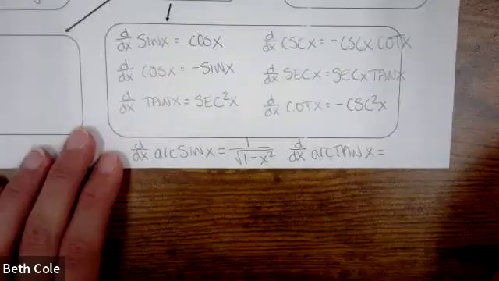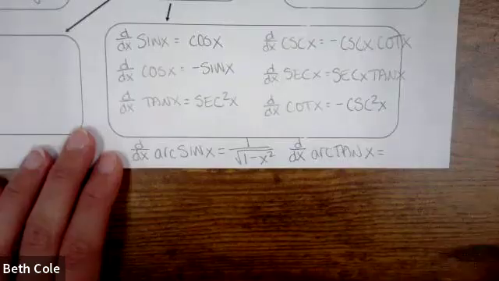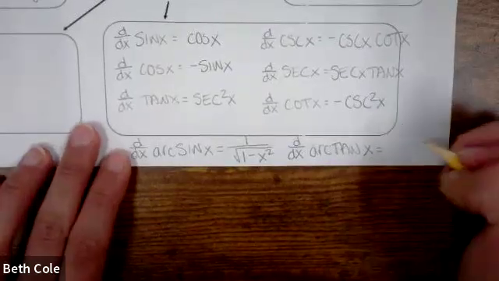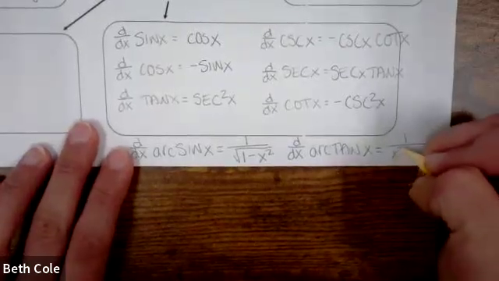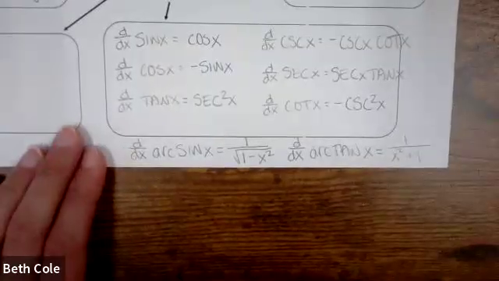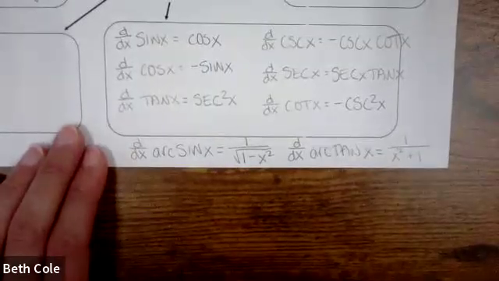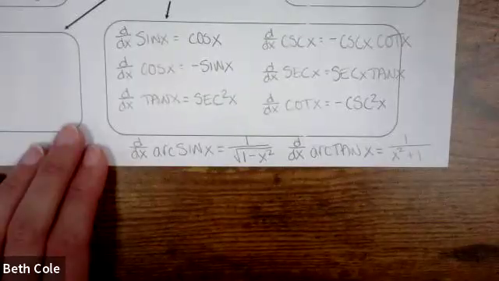It comes from a right triangle and the Pythagorean theorem. Do you know a squared plus b squared equals c squared? That's where it comes from, okay? And the derivative of arctangent is 1 over x squared plus 1.